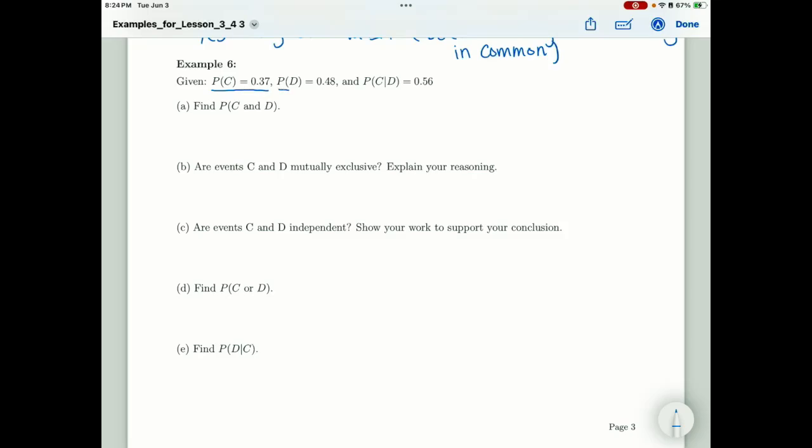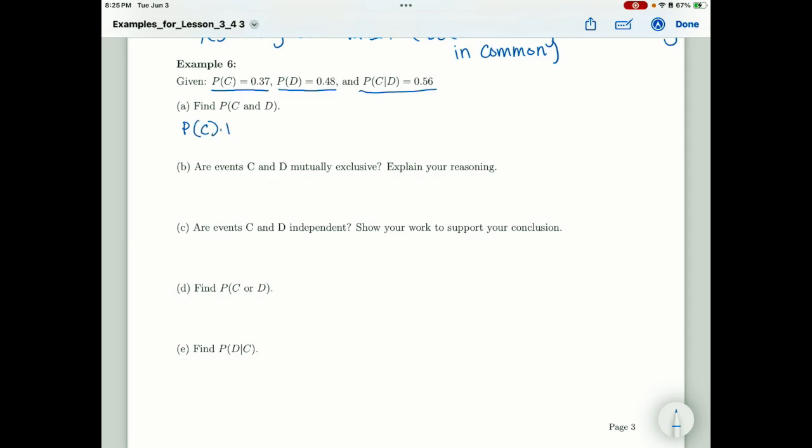Let's look at example 6. We're given that the probability of C is 0.37, the probability of D is 0.48, and the probability of C given D is 0.56. We need to first find the probability of C and D.